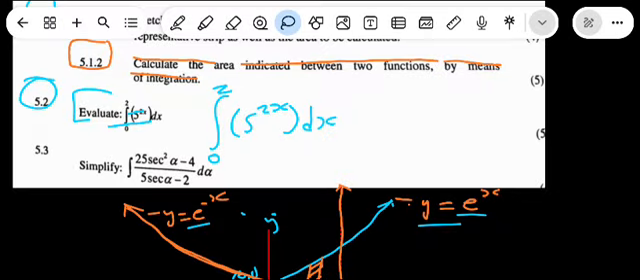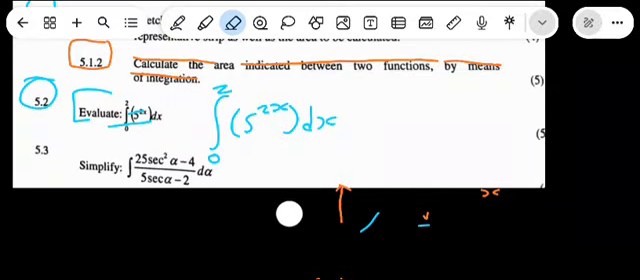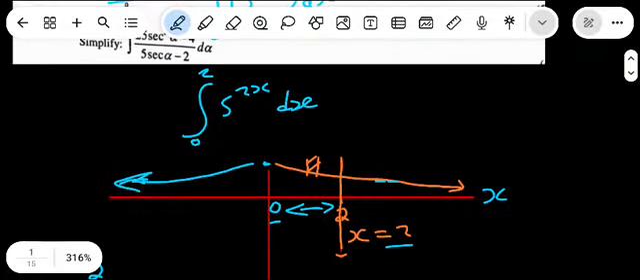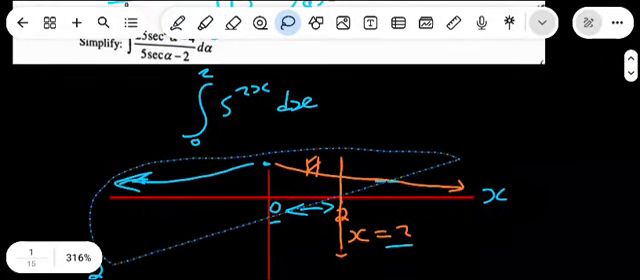All right, so let me write it here. I can erase here. We'll write it on the bottom: the integral from 0 up to 2 of 5^(2x) dx. This is what we have there. Let me just erase this part.